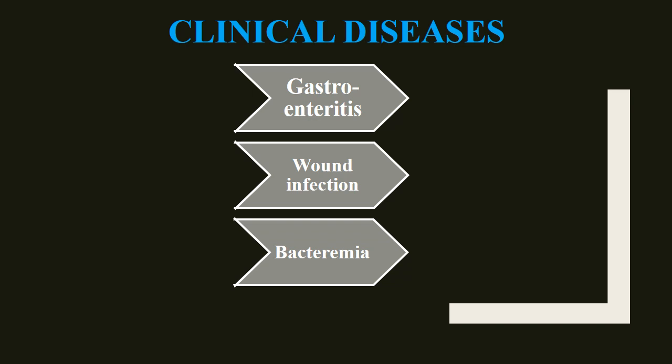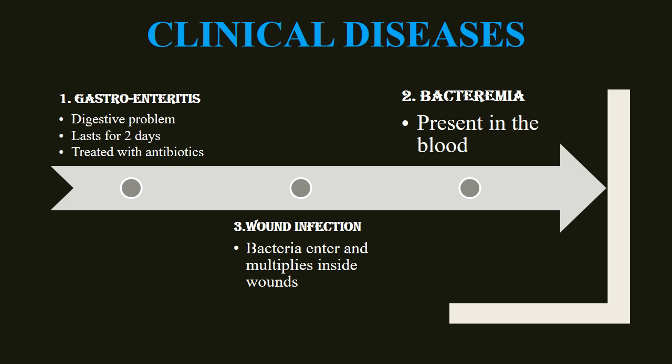The major clinical diseases caused by Vibrio parahaemolyticus are gastroenteritis, wound infection and finally bacteremia. First, gastroenteritis. It is a bacterial digestive problem which is caused by the bacteria. The major symptoms include nausea, vomiting, fever, diarrhea, abdominal cramping, and pain. In most severe cases, they may become dehydrated and may have an electrolyte imbalance. Bacterial gastroenteritis is sometimes treated with antibiotics. It may also last for 2 days.